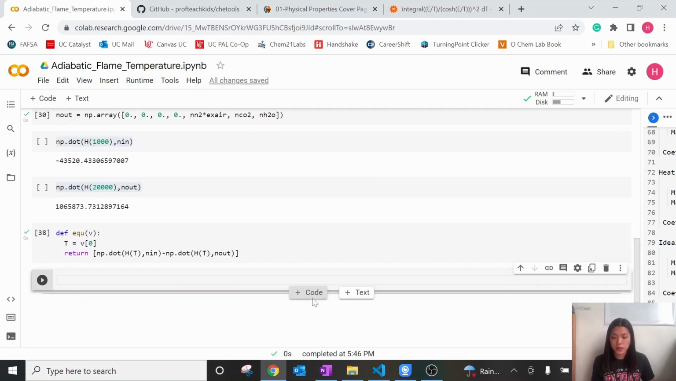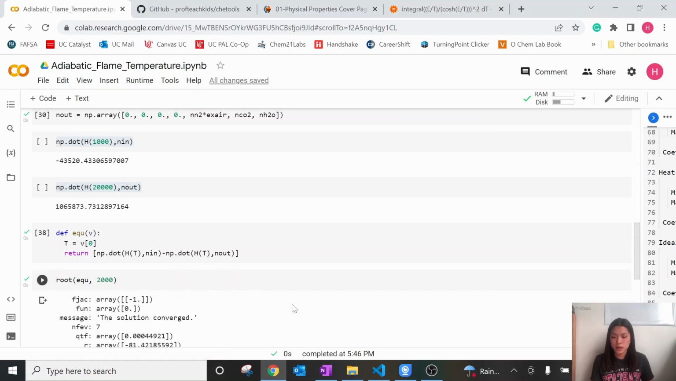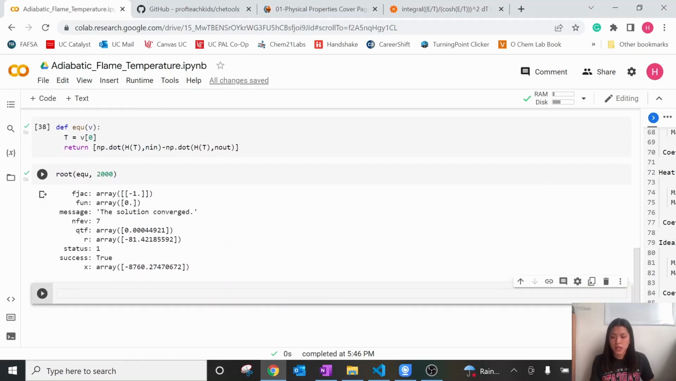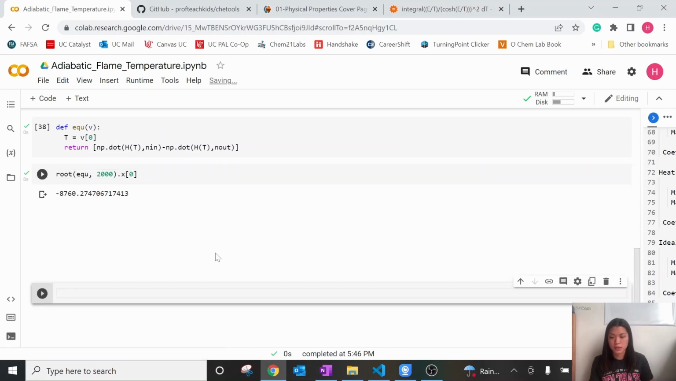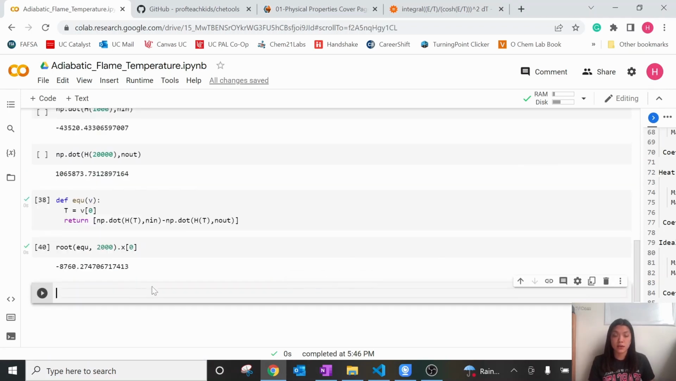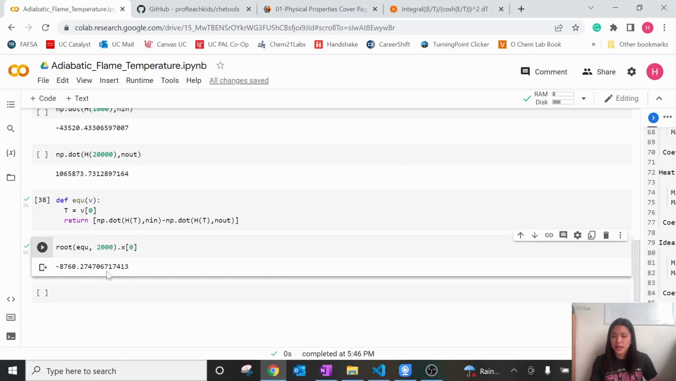And so now what we can do is use the root function, and it needs the function, the equation that we are trying to solve, and then it needs an initial guess. So we can say our initial guess is 2000. Shift enter, we are given all of these values, and so we just want the x value and we want the first index of it, and so that will return us the temperature that is a scalar value. As we can see, the temperature cannot be negative for a flame, so there's been an error made.